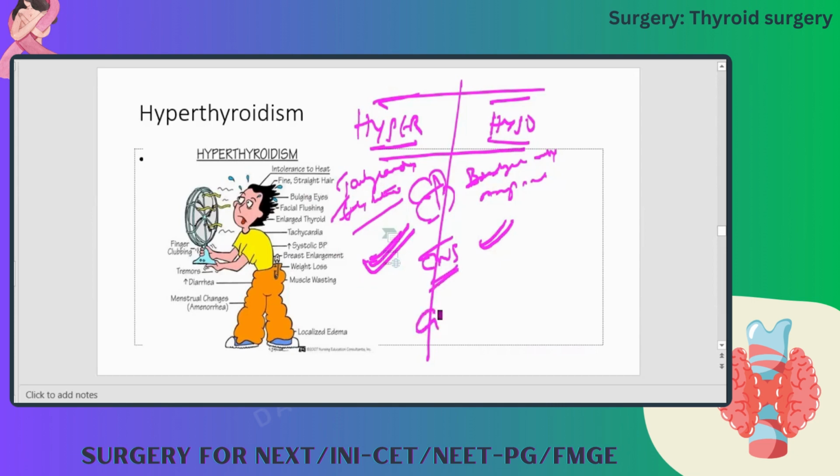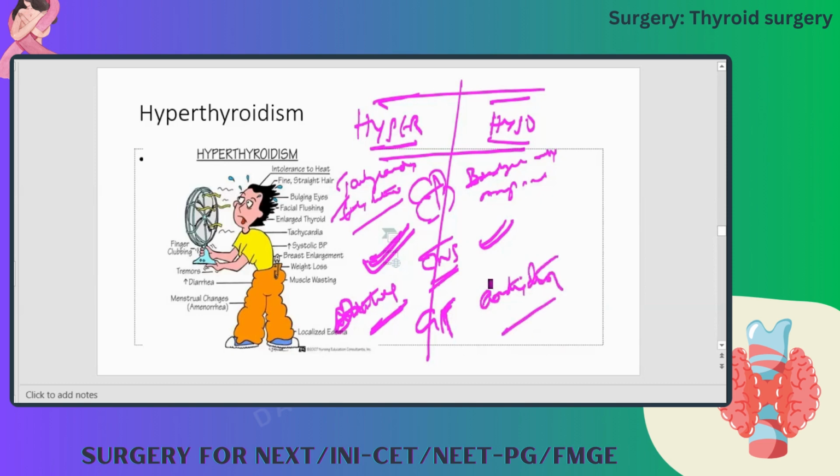GIT. Increased motility, and weight loss in hyper. Diarrhea mainly, there will be increased motility leading to diarrhea here. And in hypo, what is there? Constipation. Hypo, constipation. That's it.